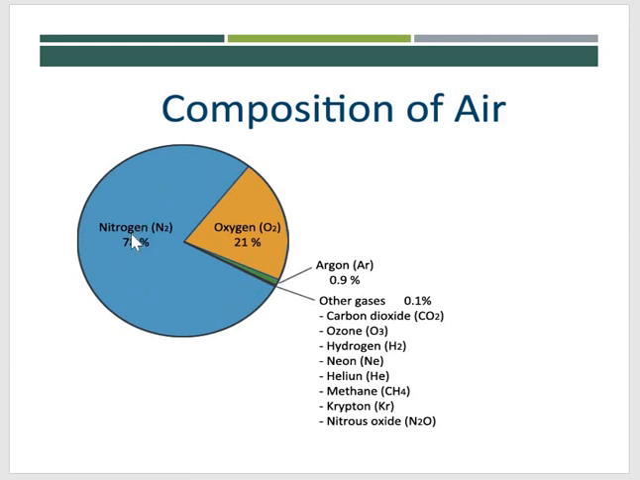The maximum portion, nearly 78 percent, is nitrogen, and 21 percent of air is oxygen. Around 0.9 percent is argon, and some other gases which contribute 0.1 percent of the whole composition are carbon dioxide, ozone, hydrogen, neon, helium, methane, krypton, nitrogen oxide, etc.